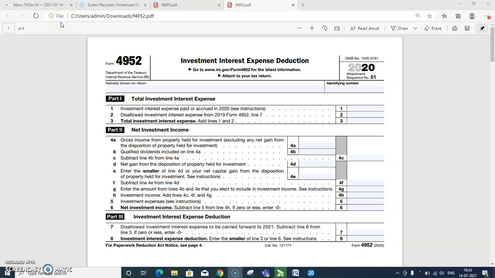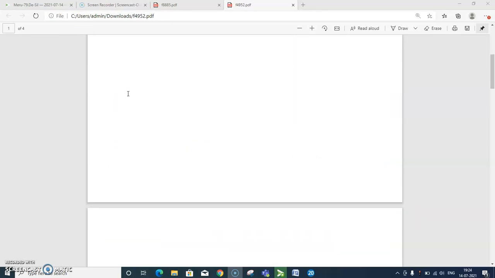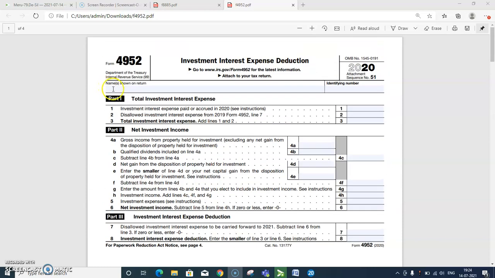How to file Form 4952? There are three parts to Form 4952. Part 1, Total Investment Interest Expenses. You can see, guys, Part 1. It is basically a single-page form and it consists of three parts. Part 1 is about total investment interest expenses, Part 2 is net investment income, and Part 3 is the investment interest expenses deduction.